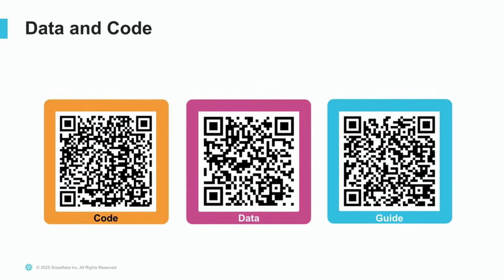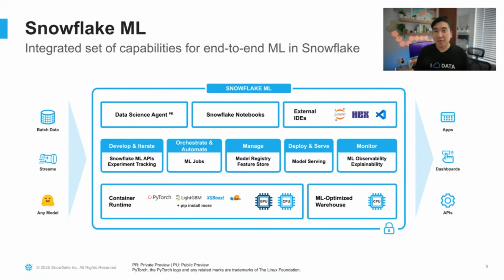Here are some QR codes that you could use to retrieve the code, the data, and a quick start guide that you could reproduce and follow along. Snowflake ML integrates your entire end-to-end workflow in one place. You can develop in notebooks or external IDEs and manage the full lifecycle from experiment tracking and feature stores to the model registry and scalable deployment and serving. And now it's time for the demo.